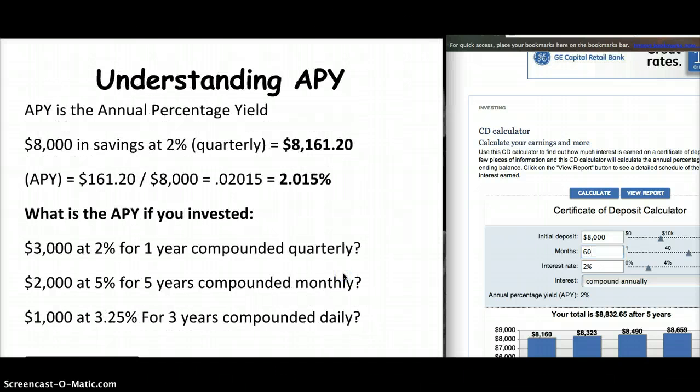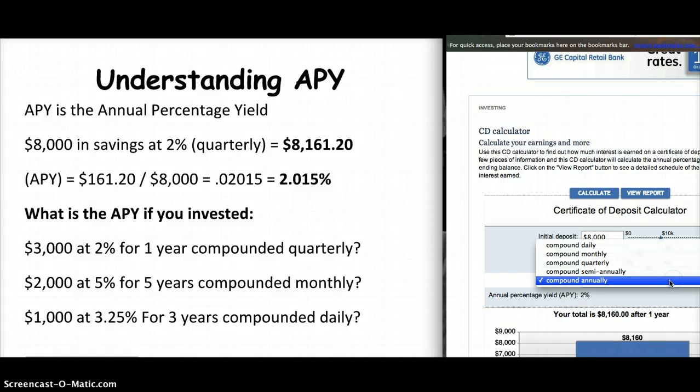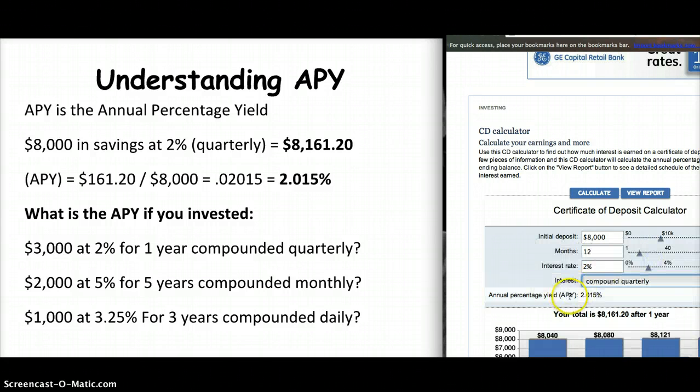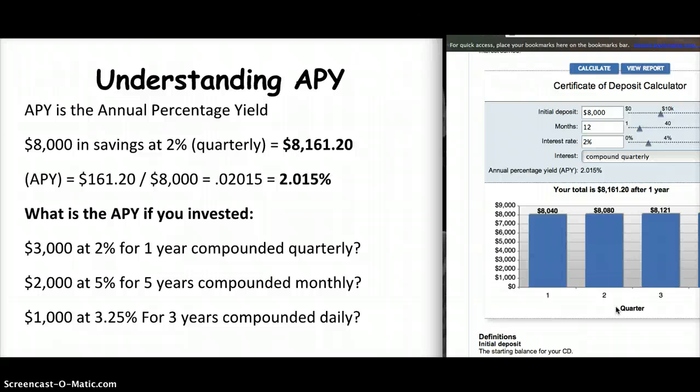Okay, annual percentage yield. We just did this, it is what you're going to make. If we had gone back there at 2% and we had done it for 12 months, you'd see it comes out to the 8. So now if you want to do it quarterly, you click on this and you do quarterly, and you can calculate, and you can see it's that amount.